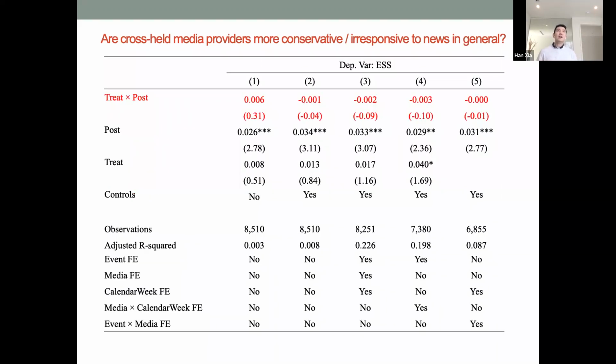Now this is what we find here. We don't see anything. The cross-held media, in the face of positive news, are reacting as positively as the non-cross-held media, which means that the concern that they are more conservative or irresponsive should not hold in our story.